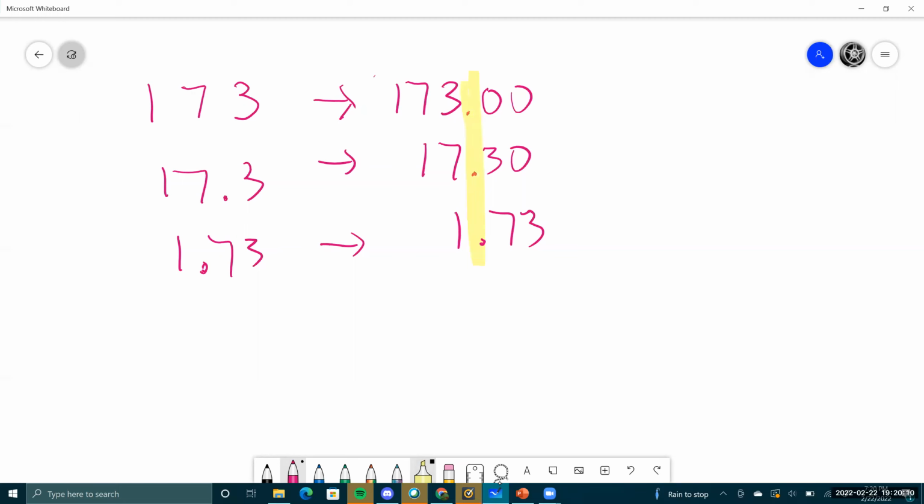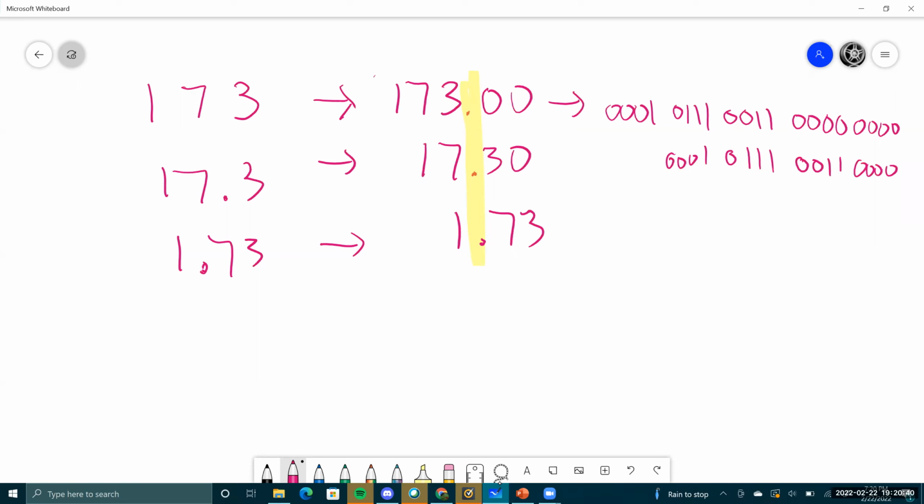And once I have that, then the encoding is 1, 7, 3, 0, 0, right? So that's 17300. And now for this one, it would be, let's see, 0001, 0111, 0011, 0000, 0000. And the last one would be 0001, 0111, 0011.